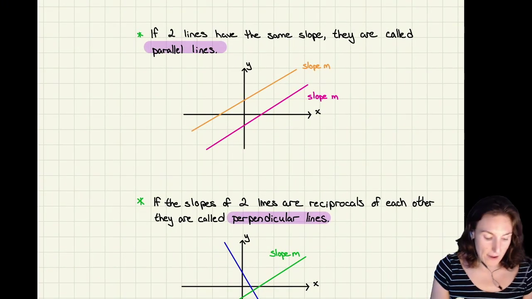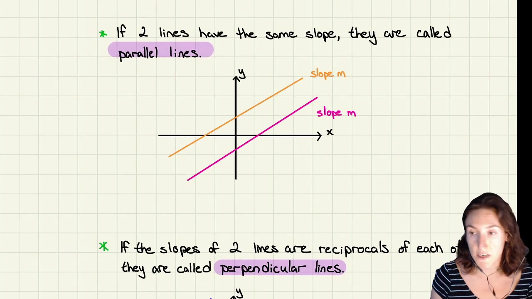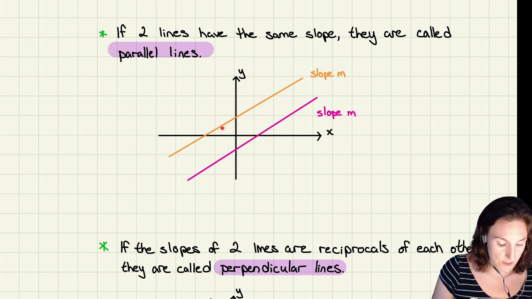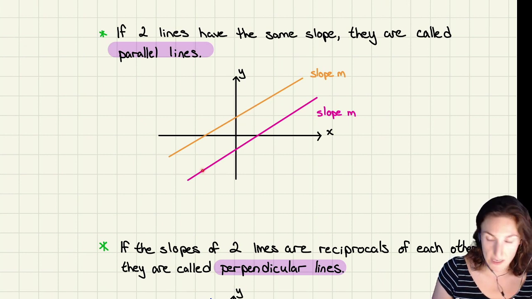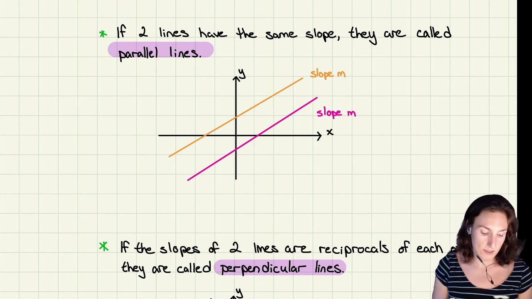Okay, we also have parallel lines. Parallel lines are lines that never touch each other. And this is characterized by their slopes being the same. So if we were to draw a little triangle here and do rise over run, we would get the same answer.